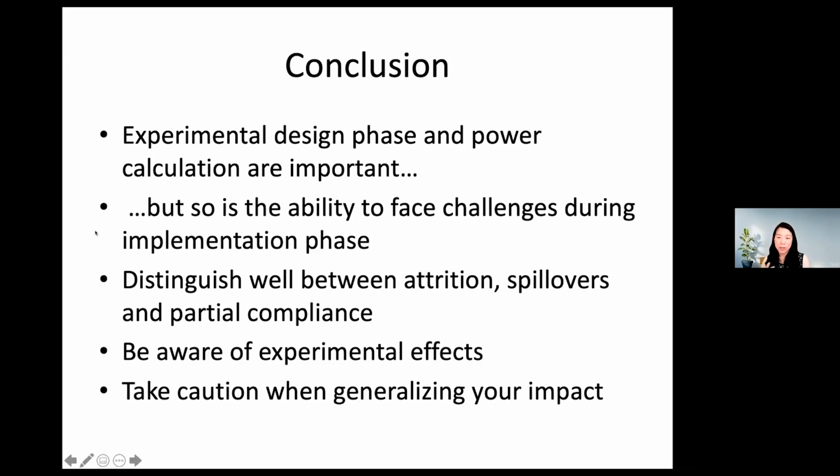So in the design phase, we need to keep in mind the power and theory of change. But also in the implementation phase, we need to think about the challenges we are going to face. We need to devote resources to prevent attrition, spillovers, and partial or imperfect compliance. And for external validity threats, we need to be aware of experimental effects and also take caution when generalizing our impact to other parts of the population.